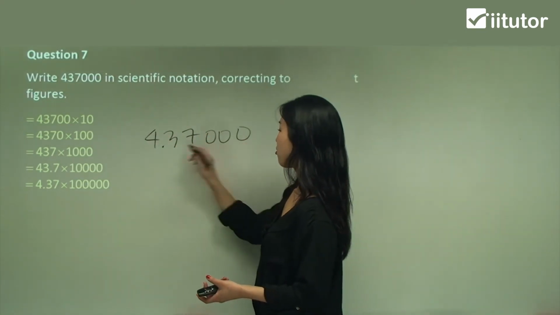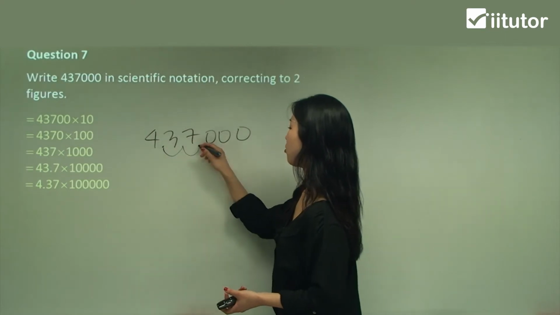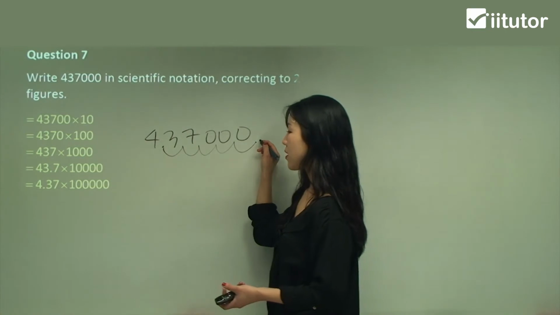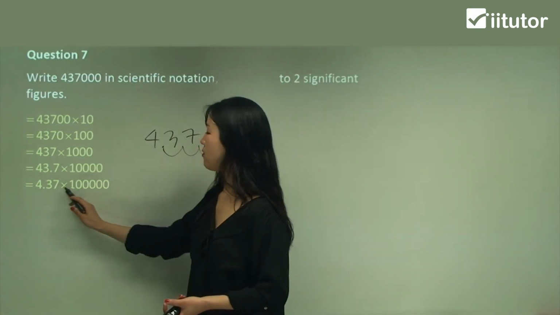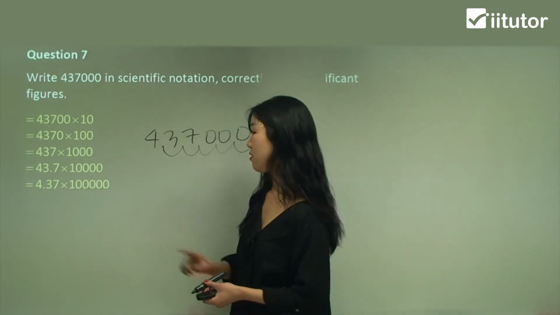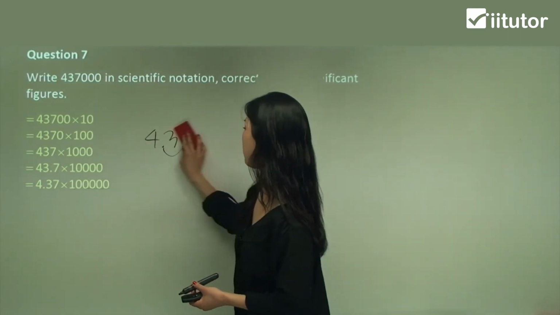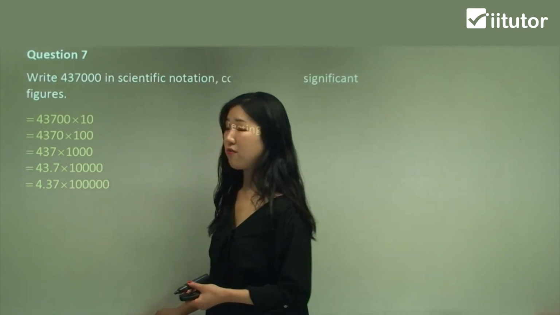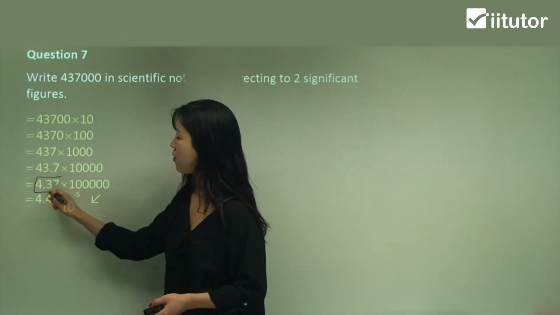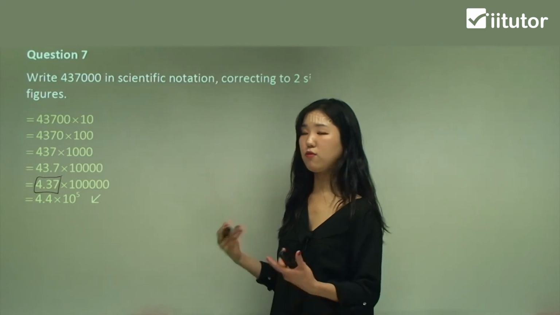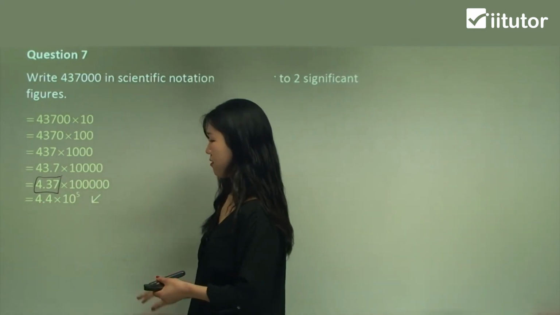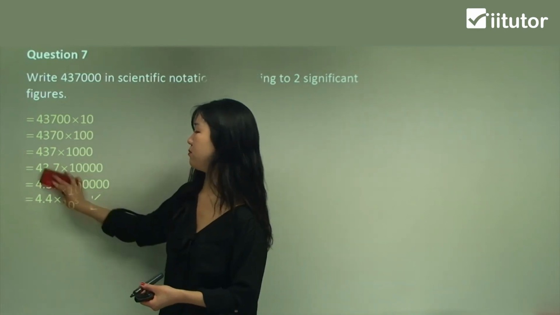So to go back to the original spot, I have to multiply 1, 2, 3, 4, 5 lots of 10s. So we can say this 4.37 times, see how there's 1, 2, 3, 4, 5 zeros, is 100,000. That's what you can do. And therefore, as I said, there's 5 lots of 10s, so it's 10 to the power of 5. And as you can see, guys, this one to 2 significant figures is 4.4. We make sure we start from the first number, 1, 2. And because it's a 7, round the 3 up to 4.